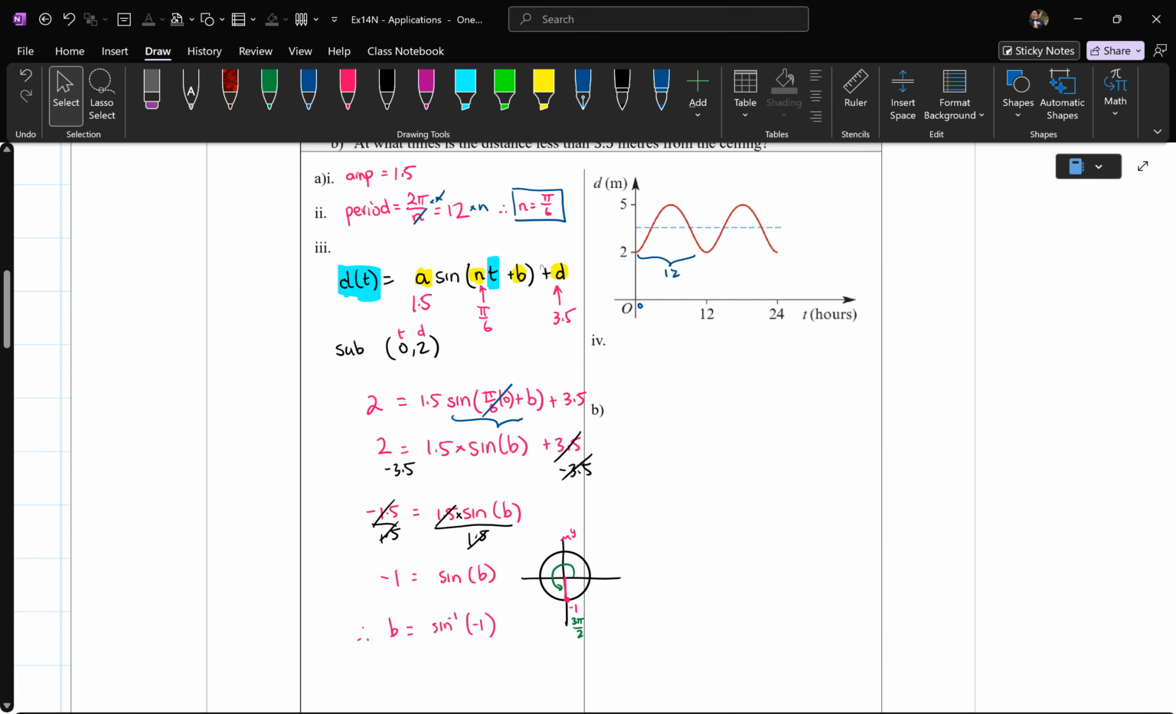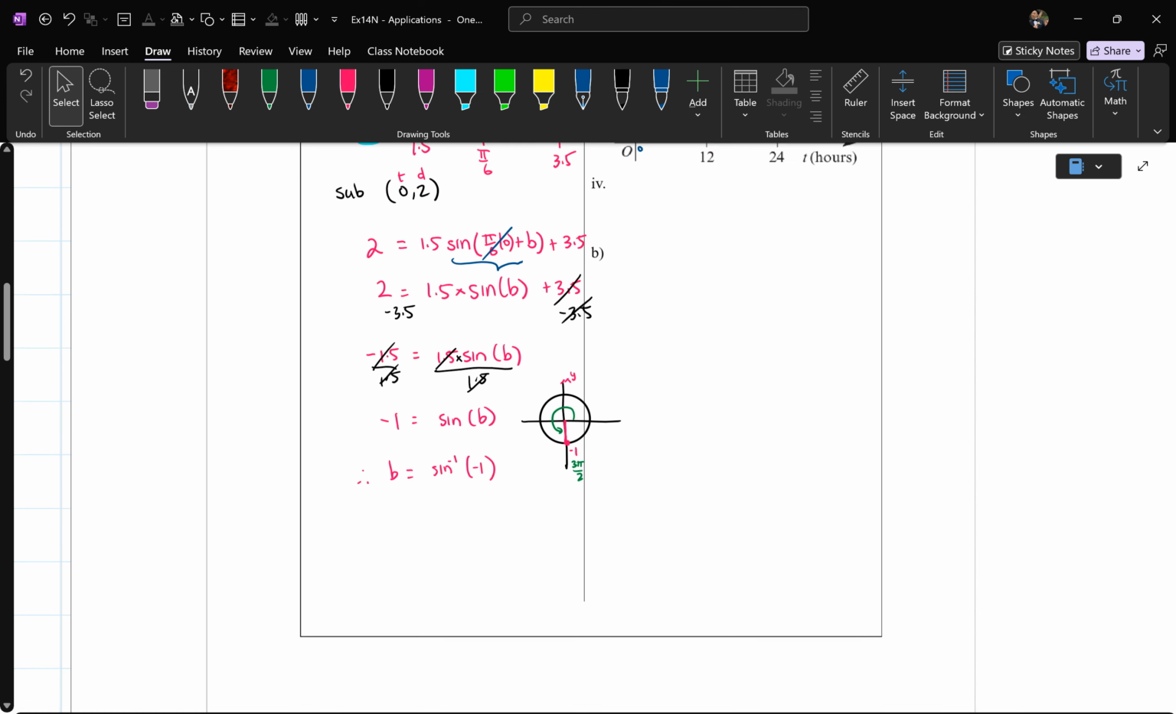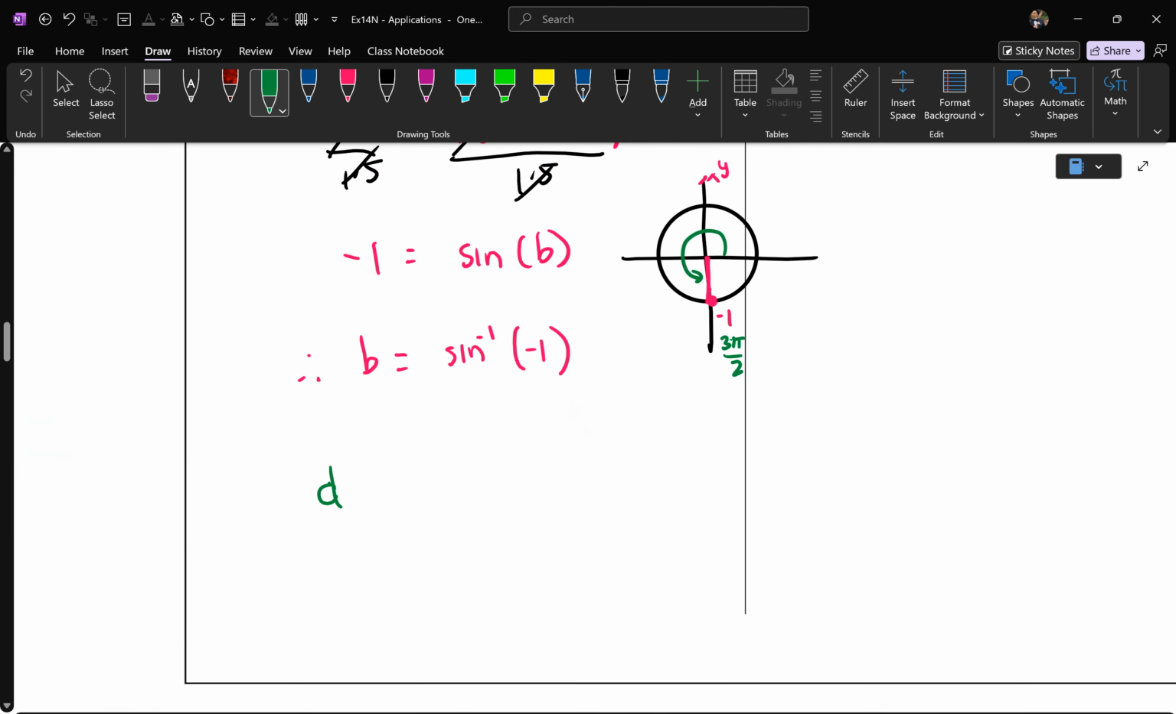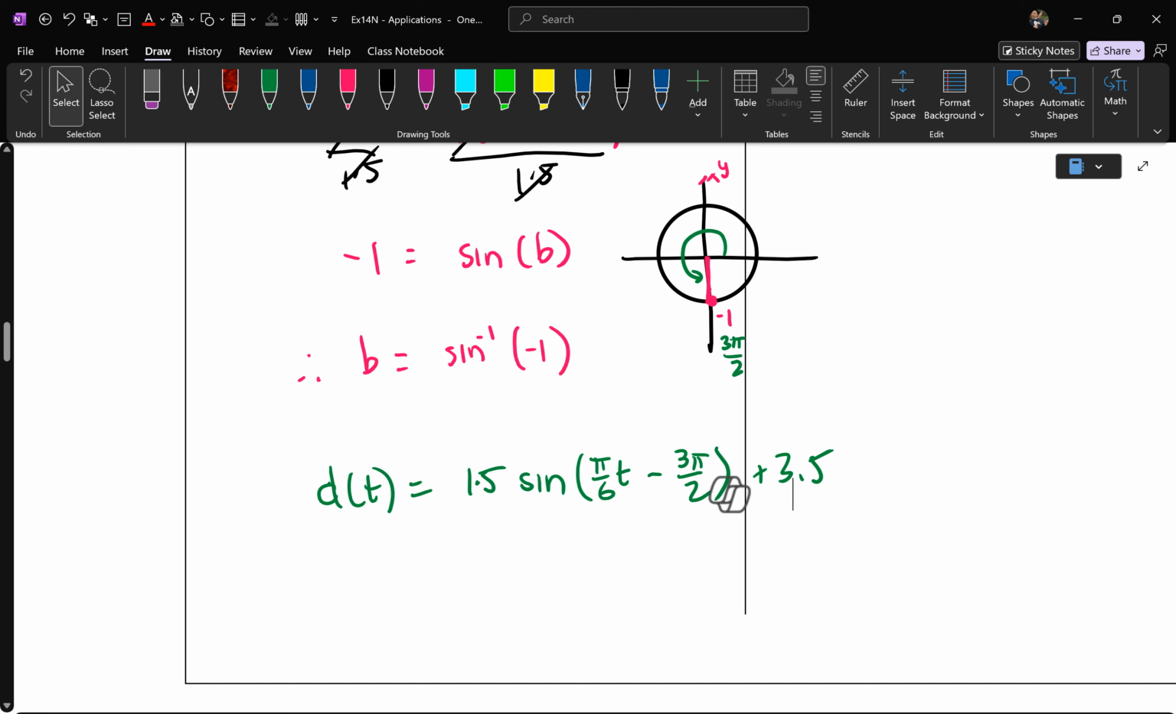You want the graph to move to the right because you went up by 3.5 and you needed to move to the right. Right? So if you put a plus 3 pi on 2, that actually shifts it to the left. So what you do is then you say minus 3 pi on 2. So one possible equation, d of t is equal to 1.5 sine of pi on 6t minus 3 pi on 2 plus 3.5. If you're unsure, you can test this. Type it in your CAS, see what it looks like.